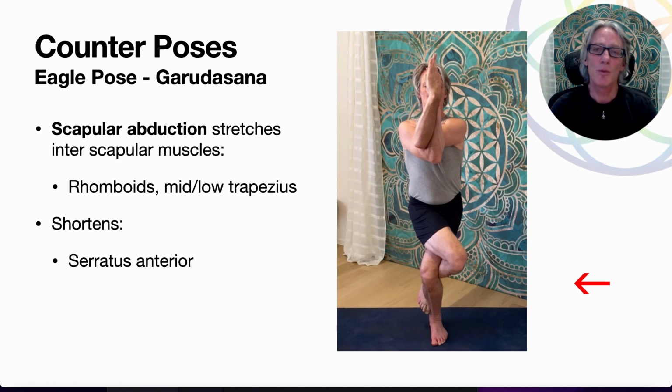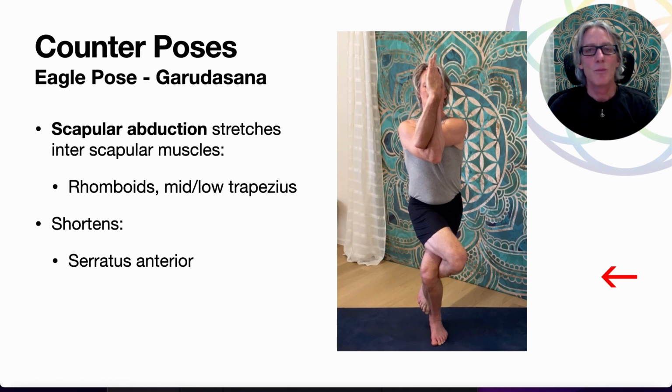So here's a couple ways that you can mitigate that. You can mitigate that with counter poses. So after you've done down dog, you can target the scapular stabilizer muscles with these specific stretches. So we have eagle pose. And I'm mostly concerned about the arms in this pose.